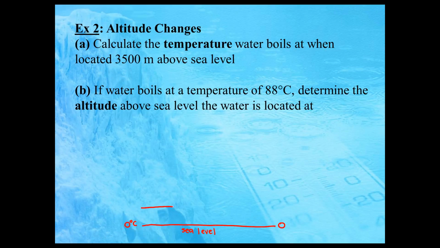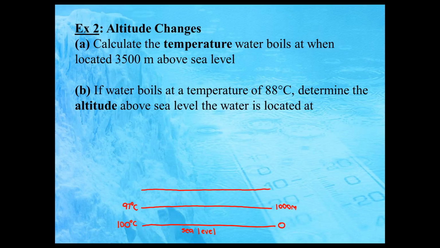Now let's say we go up by 1,000 meters. If I go up by 1,000 meters, then my boiling point of water drops by 3 degrees Celsius. Whoops, let's change this here. At a 0 meter altitude, our boiling point of water is 100 degrees Celsius. So if we go up by 1,000 meters, it would drop by 3 degrees Celsius, making this 97 degrees Celsius.